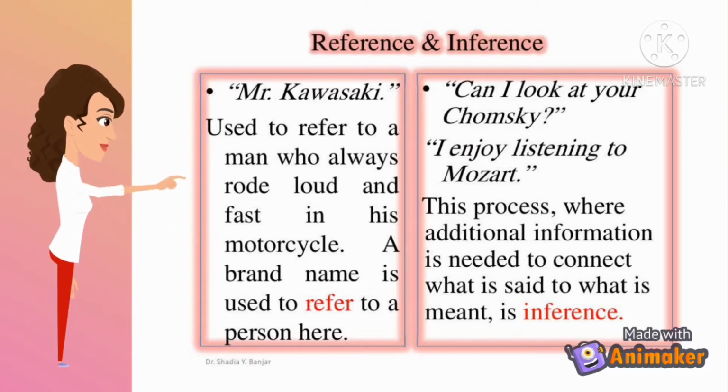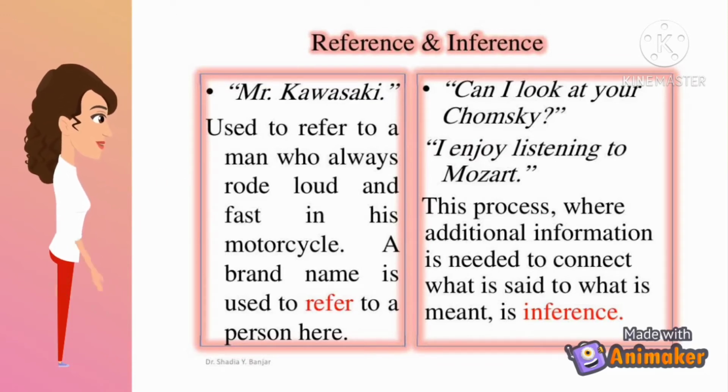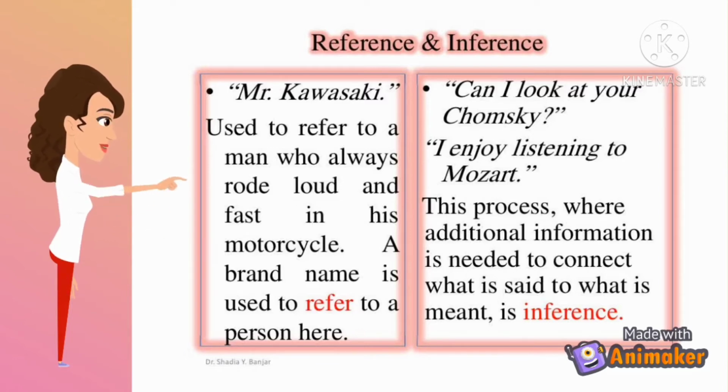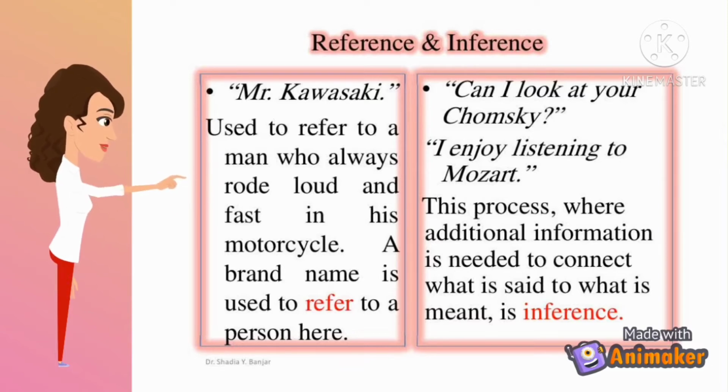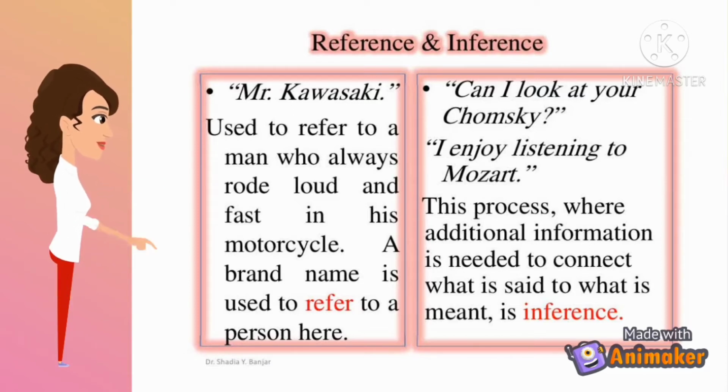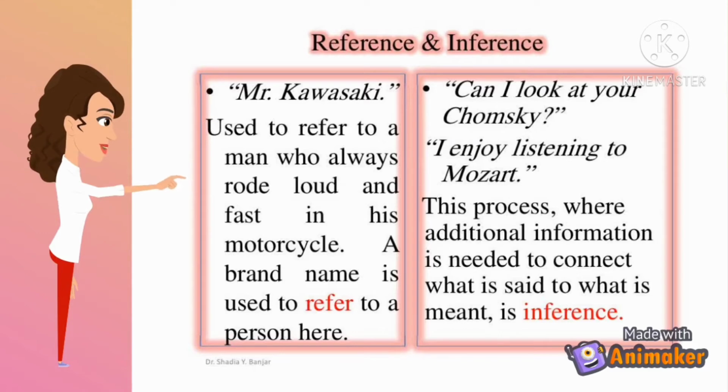For example, reference, Mr. Kawasaki. It is used to refer to a man who always rode loud and fast on his motorcycle. Or a brand name is used to refer to a person here. How about inference? This is the example. Can I look at your Chomsky? Or I enjoy listening to Mozart. This process, where additional information is needed to connect what is said to what is meant, is inference.